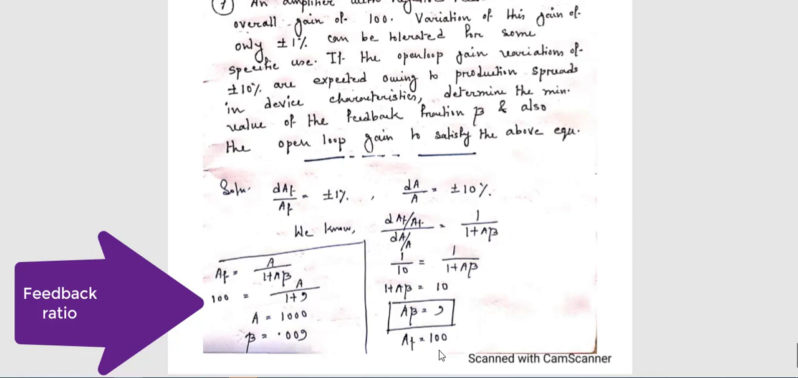Now AF is also given to you. AF is 100. Now AF is known to you, so from this you can easily calculate A. What is A? A is equal to 1000. Now if you know A, from this expression again you put AF and the value of A, you can easily calculate beta. So what is beta? Beta is equal to 0.009.